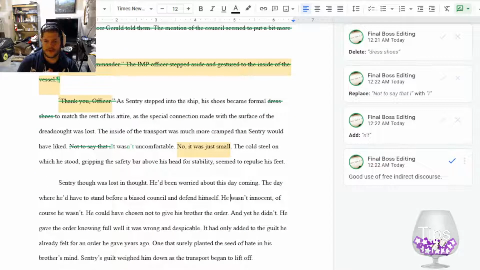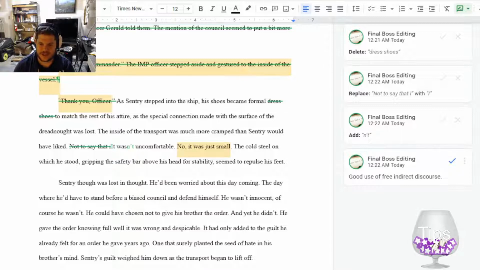Sentry, though, was lost in thought. He had been worried about this day coming, the day where he'd have to stand before a biased council and defend himself. He wasn't innocent, of course he wasn't. He should have chosen not to give his brother the order, and yet he didn't. He gave it, knowing full well it was wrong and despicable. So then why did he do it?